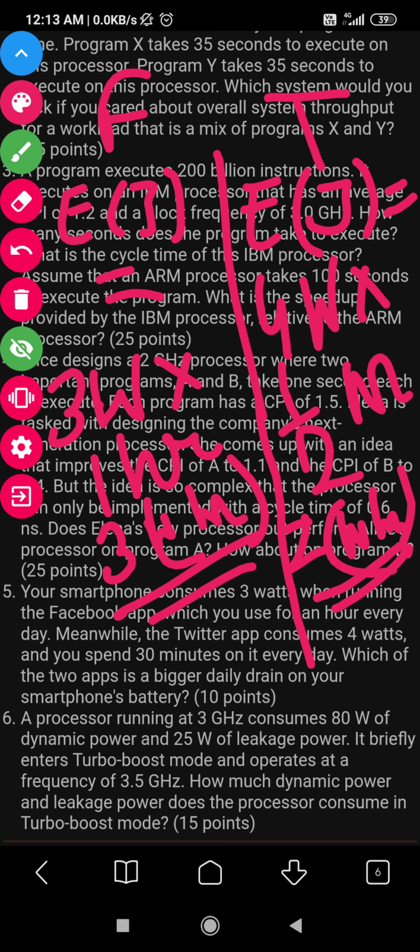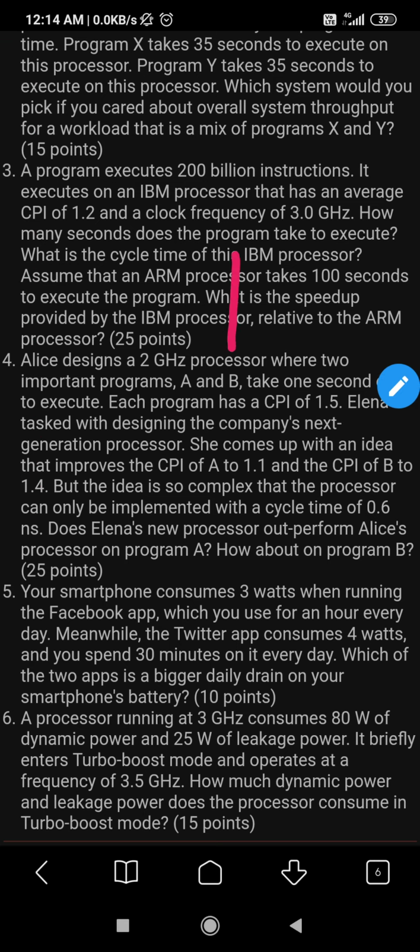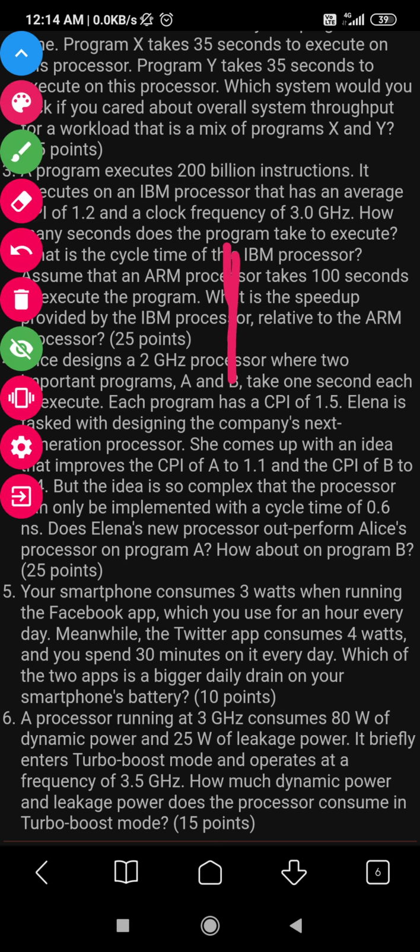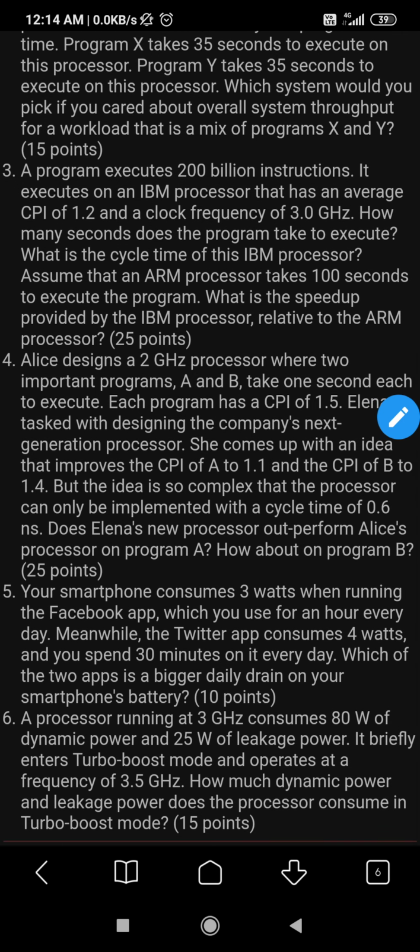Power, dynamic, leakage. Yeah, this is it. Now, probably the last question. Yeah, this I will do afterwards. It's already 15 minutes again.